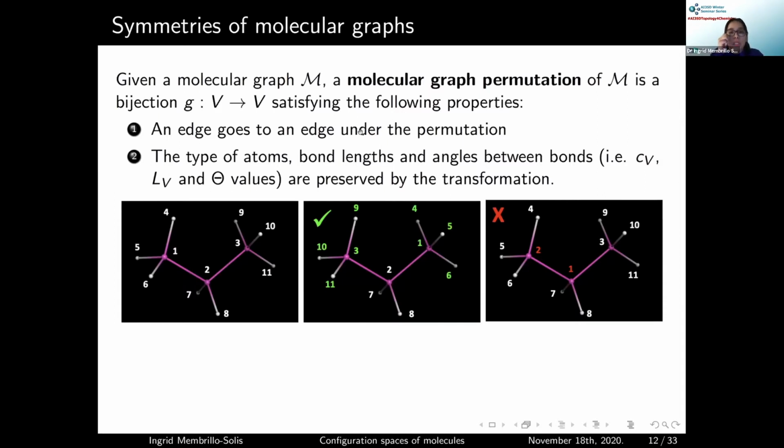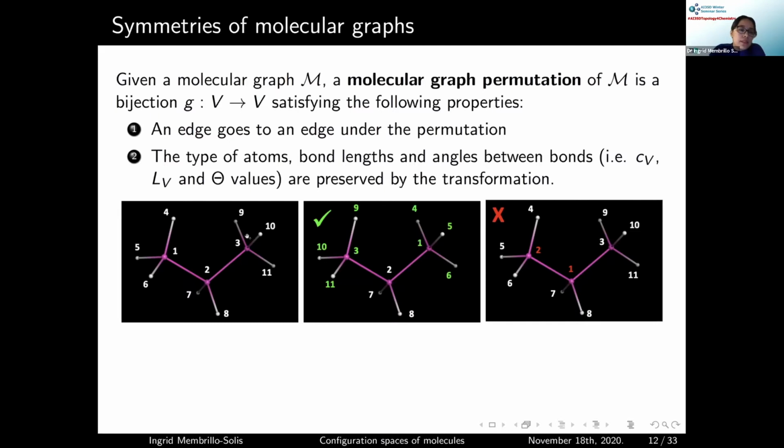So then a molecular graph permutation is just a bijection on the set of vertices which satisfies the following properties. The vertices of an edge must go to the vertices of an edge under the permutation, and it also preserves the types of atoms, the bond lengths, the angles between bonds, and the other functions which are basically given by these. And in these pictures, I'm trying to represent what a molecular graph permutation is and what a molecular graph permutation is not.